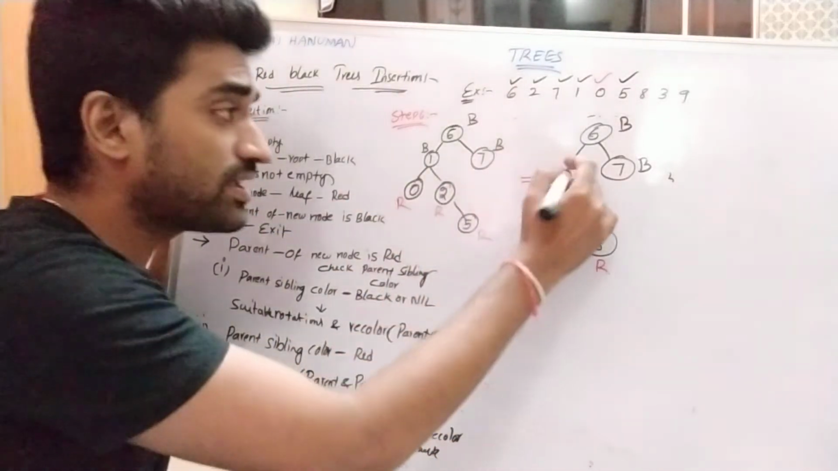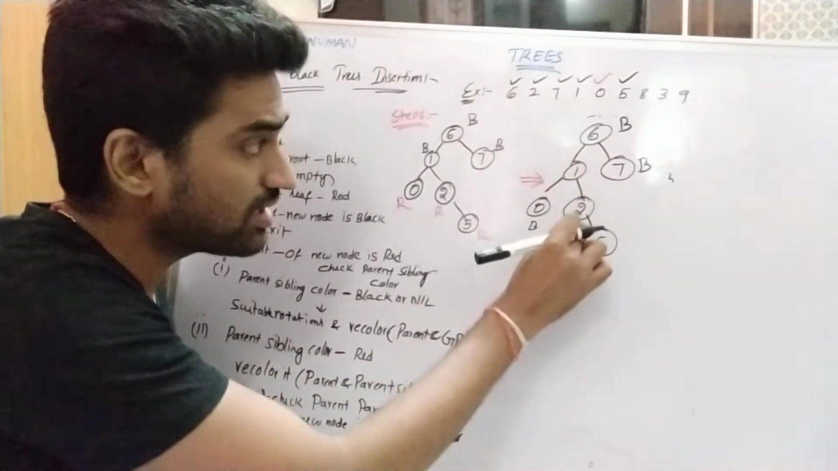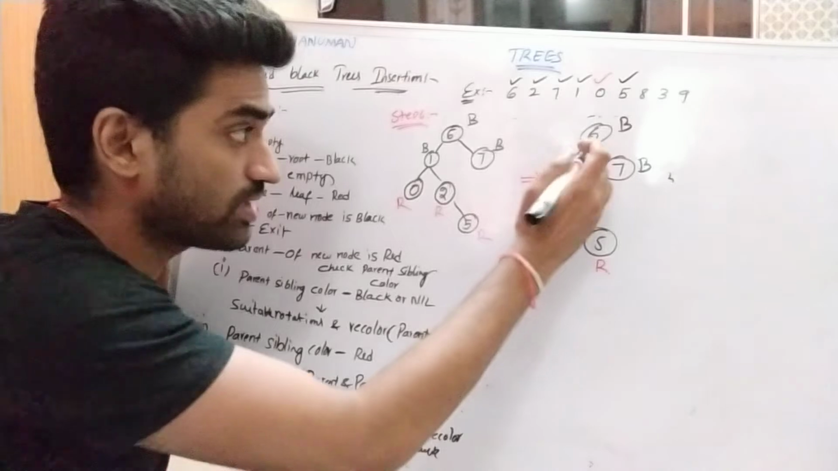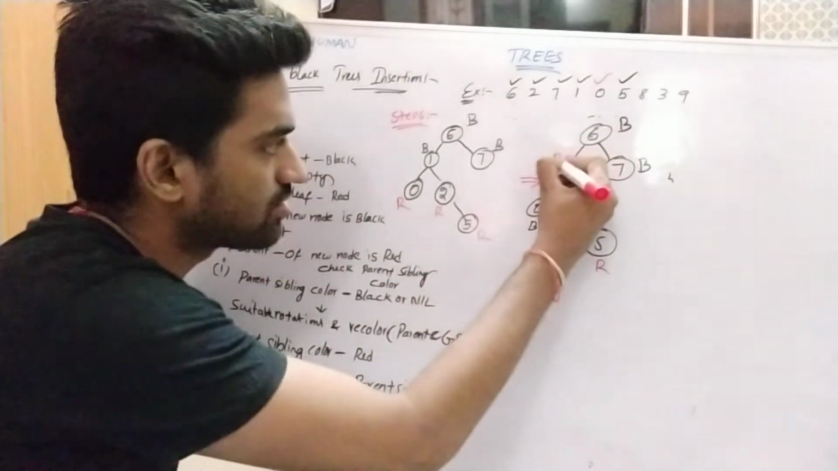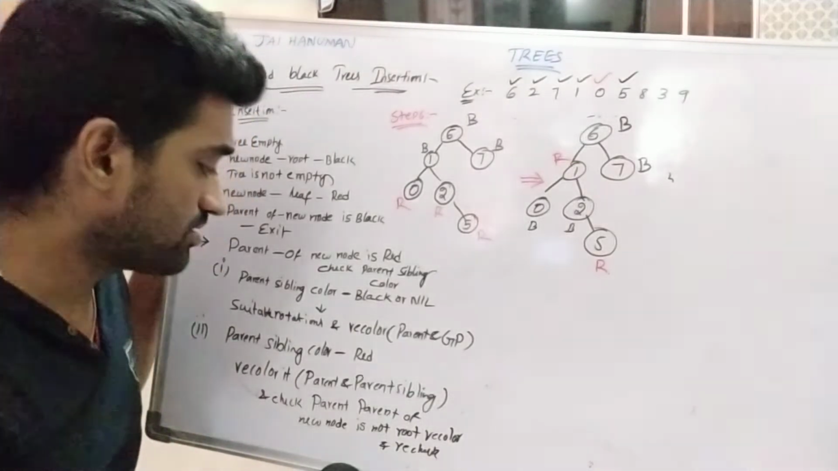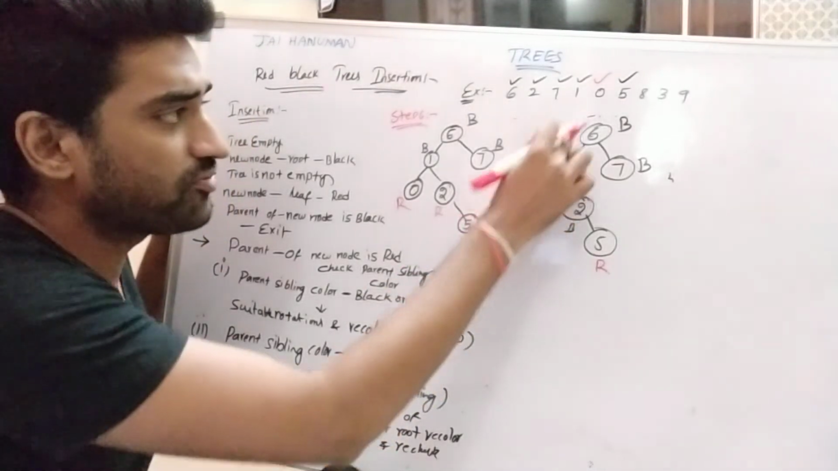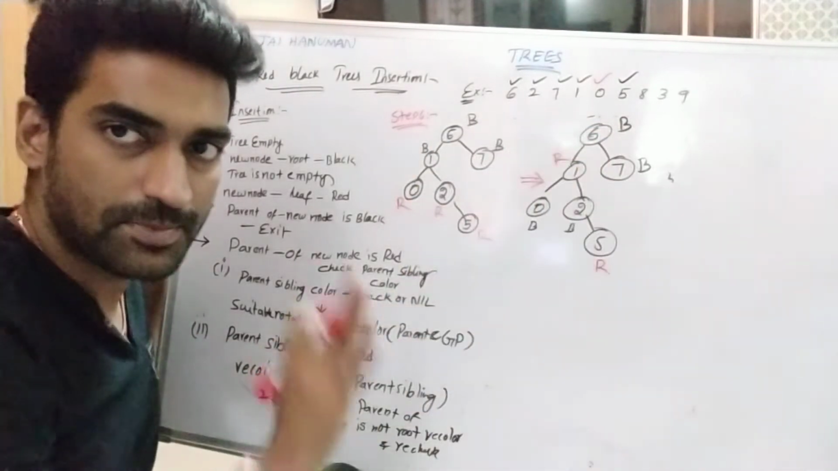Once the parent of the parent is the root, we can stop the procedure. But this parent is not a root, so that's why we can apply recolor. Now this becomes R. This becomes R. And again recheck. So the parent of the parent is the root, so that's why we can stop the procedure.